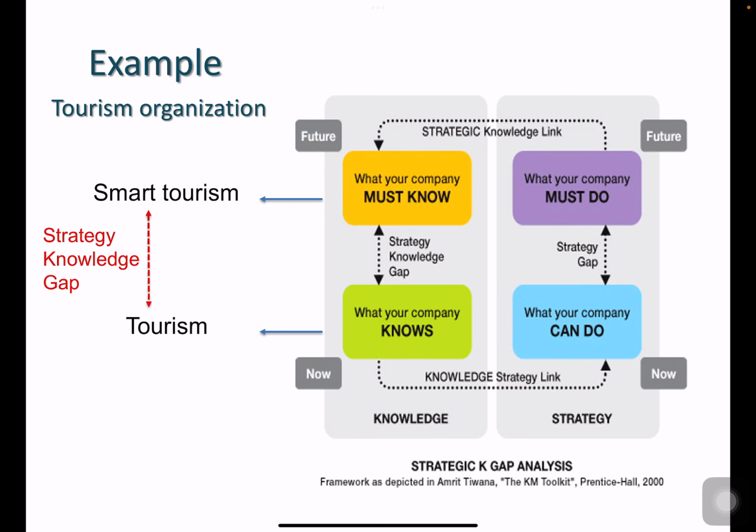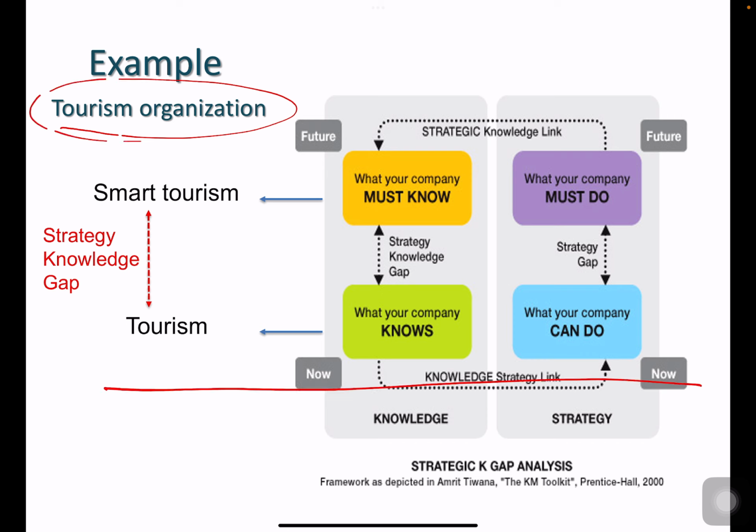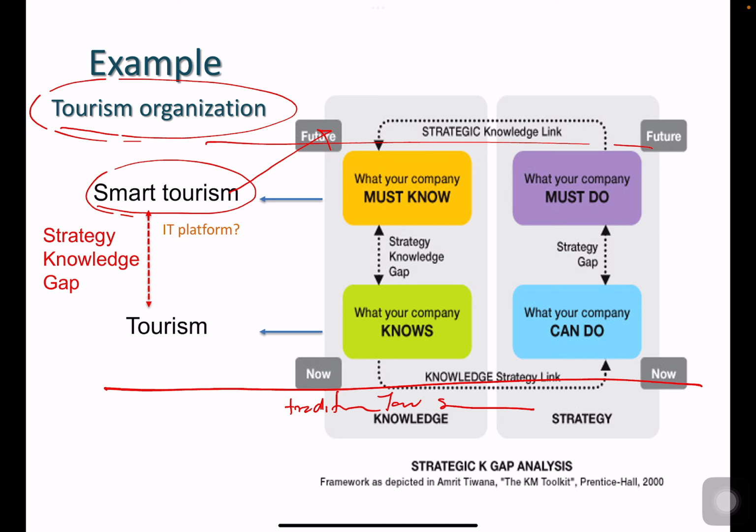For example, here is a tourism organization that would like to improve its tourism service. As is, they may have just a traditional tourism service, but in the future they would like to be a smart tourism organization. So they have a gap. The strategic knowledge that can close the gap is, for example, an IT platform, customer data analytics, or smart devices. That can close the gap and solve the problem for the tourism organization.